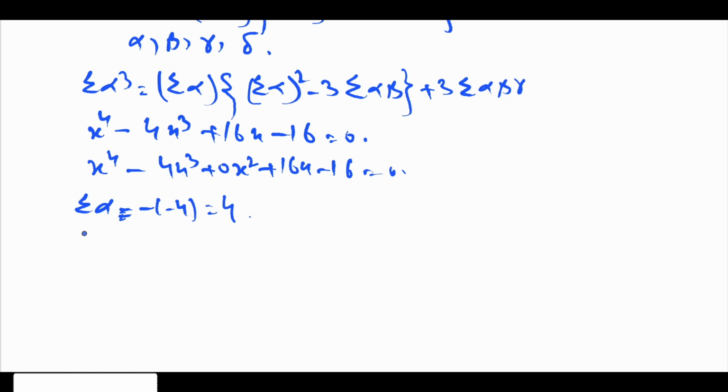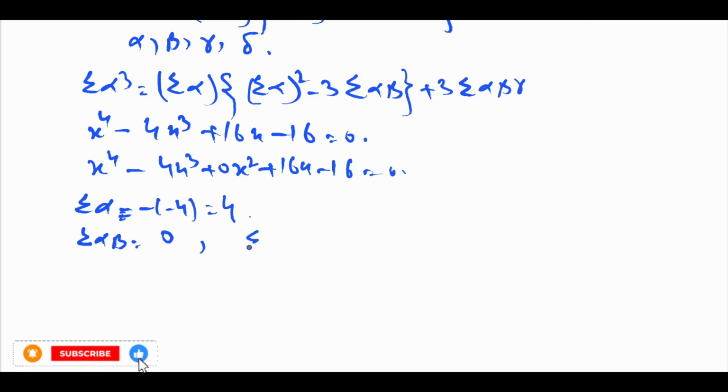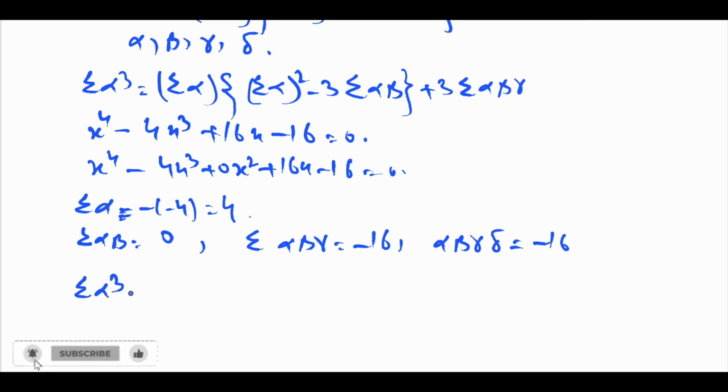Sigma alpha beta means the product of two at a time. It will be c over a, which is 0 upon 1. Then sigma alpha beta gamma, the sum of products of three terms, will be minus d over a, which is minus 16. Alpha beta gamma delta will not be used.